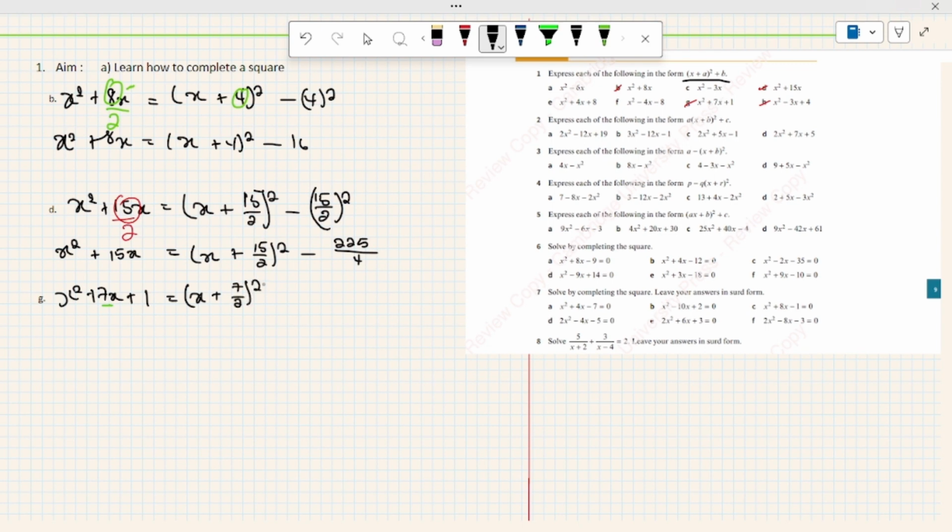That's your a. And then you subtract the squared value of a, which is 7 over 2 squared. And then since we have a constant here, which is 1, we're not just going to leave it there. It's part of the equation. We're just going to add it. Simple, guys. We're going to add it.